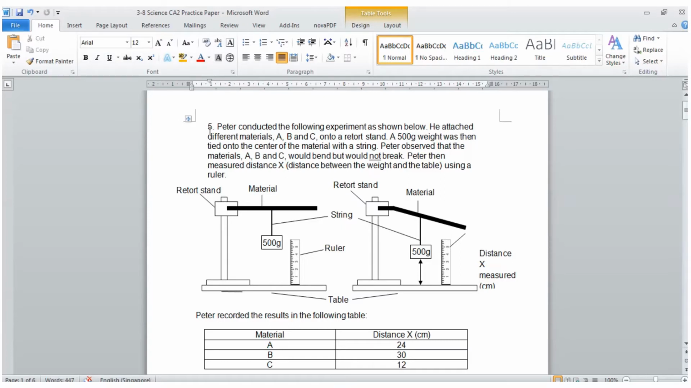Peter conducted the following experiment as shown below. He attached different materials A, B, C onto a retort stand. So as you can see here, this is the material, and it is stated here: different materials A, B, C onto a retort stand. Now, just by this sentence, you are able to tell something. They already clearly stated that it is different materials. So definitely in an experiment, you know that this will then be your change variable.